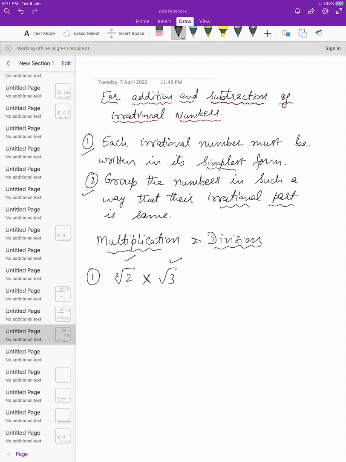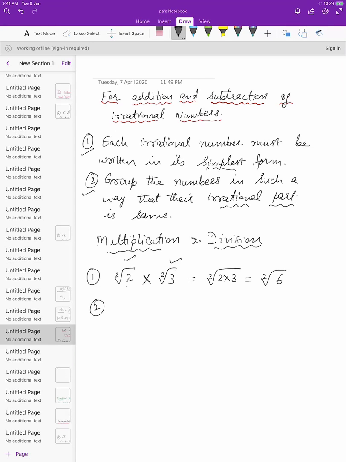What is the order of the second number? That is also 2. If the order of the two numbers is same, we can always multiply those two numbers with the same order. Here it will be 2 and inside numbers are 2 into 3. So we'll bring them under the same radical sign and the answer will be square root of 6.